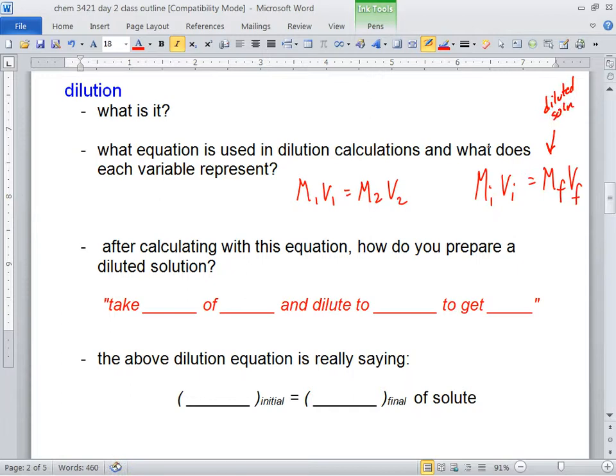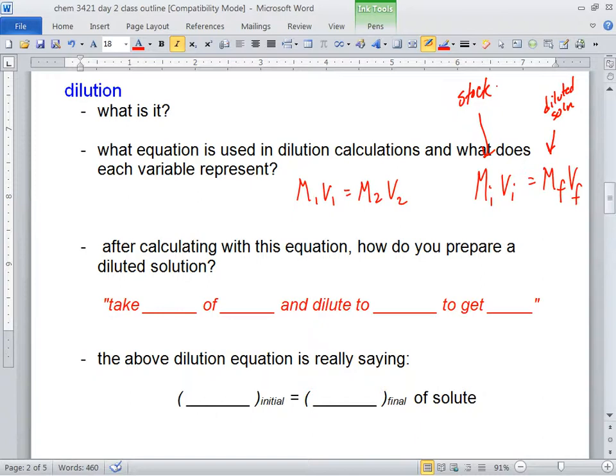Sometimes they call Mi the what solution? It starts with an S. Not stronger. S-T-O-C-K, Andy? Stock. Sometimes they call it your stock solution, right? But the point is, Mi is your initial. Mf is where you want to end up.